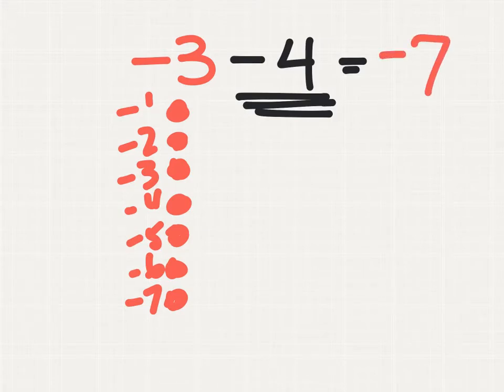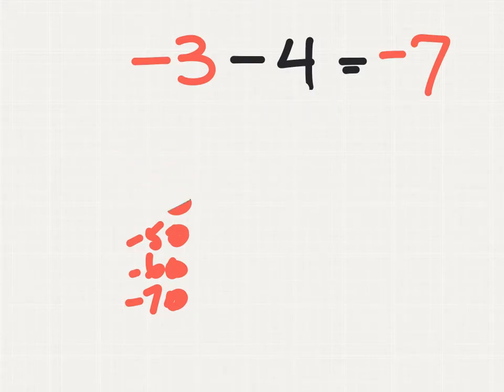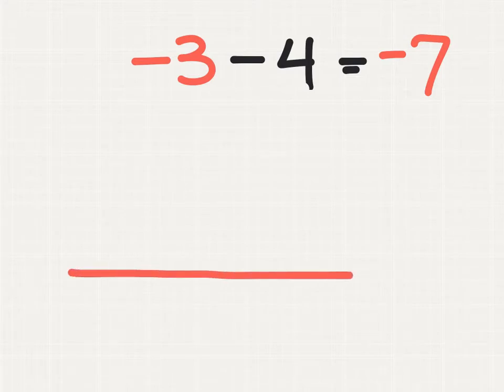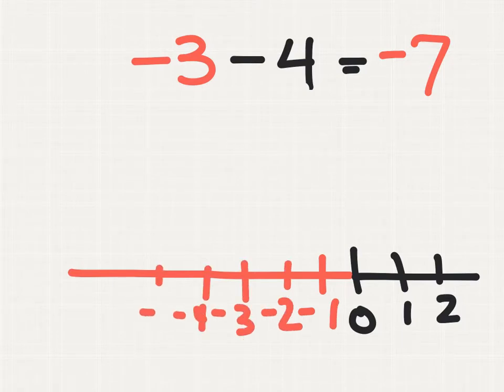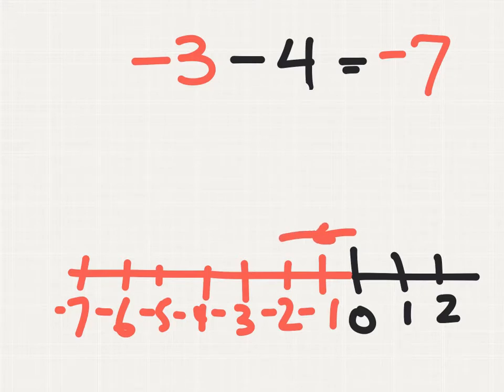Let's see if we can prove that on a number line as well. So if we model this problem, -3 minus 4 should give me -7. So we're going to draw our number line. We know that to the right of 0 are the positives, to the left of 0 are the negatives. So once I've drawn my number line, I begin at 0, and I move left 3 places to begin at -3, the first integer in my problem.